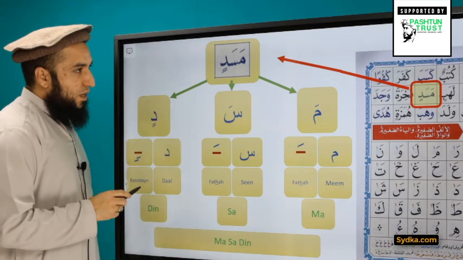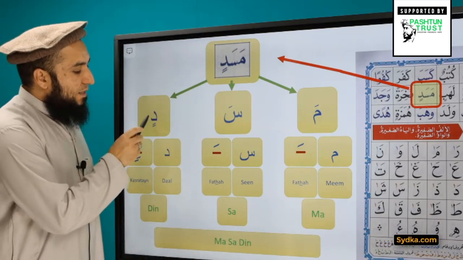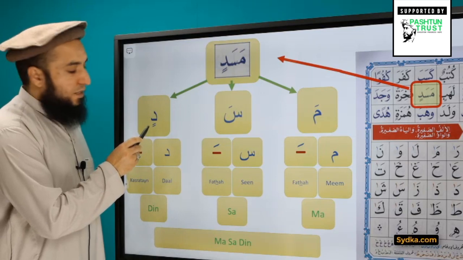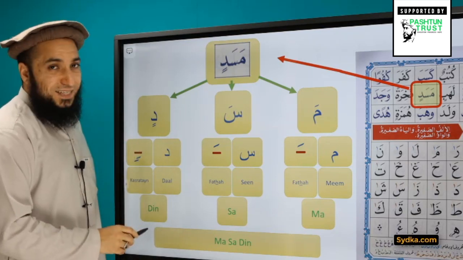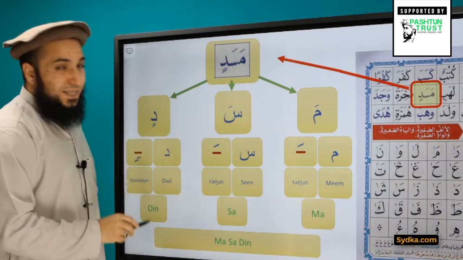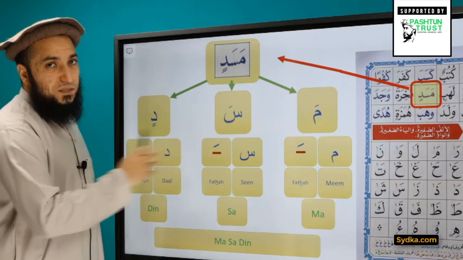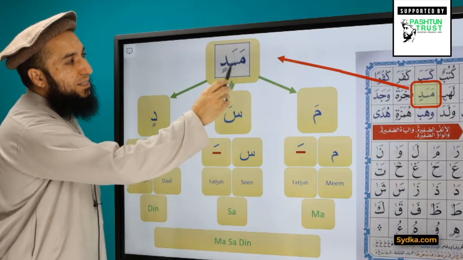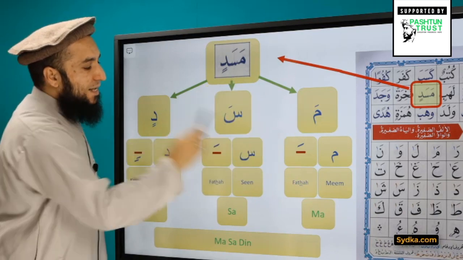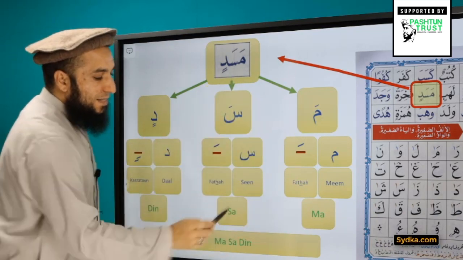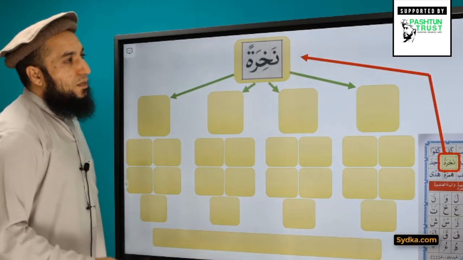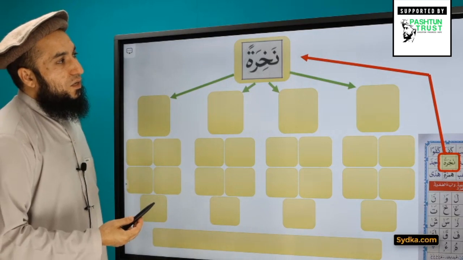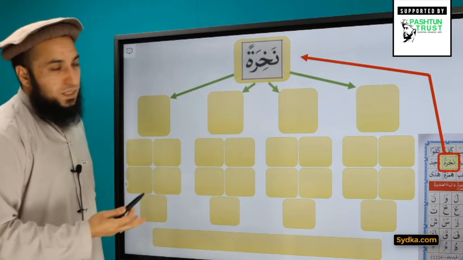The third syllable we have is dal kasratain din. Dal is not silent and it has kasratain, and dal is a light letter. Dal kasratain din. So now we connect these 3 syllables and we have masadin, masadin. So the next word we have is nakhiratan, and it has 4 syllables.